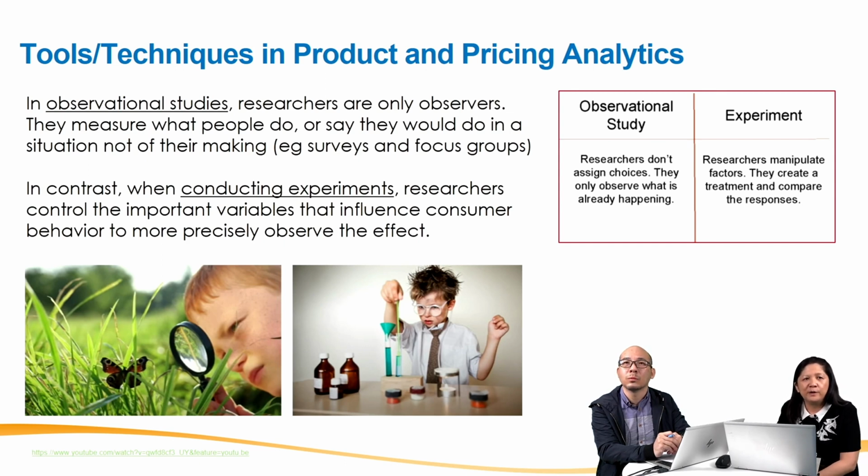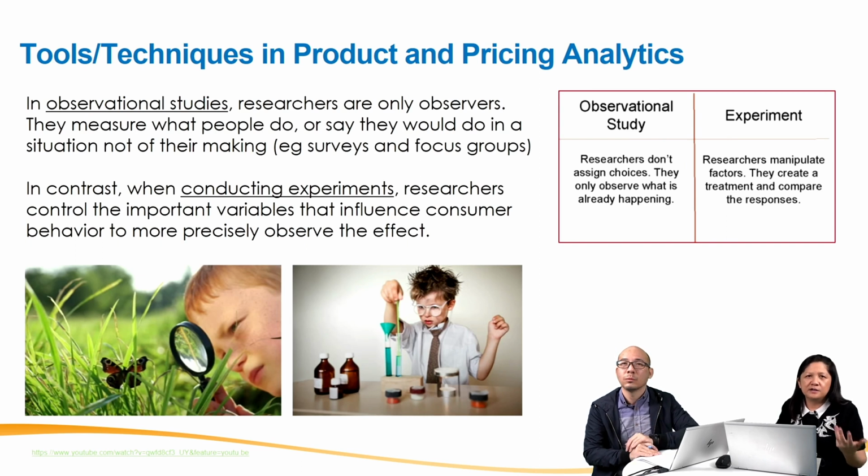In contrast, when we are conducting experiments, researchers actually control the important variables, or we call them factors, which influence consumer behavior so that we can more precisely observe the cause and the effect. So in a nutshell, in observational studies, researchers don't assign any factors or choices. They only observe what is already happening. In contrast, in an experiment, researchers actually manipulate factors or variables. They create what we call a treatment, and compare the responses.